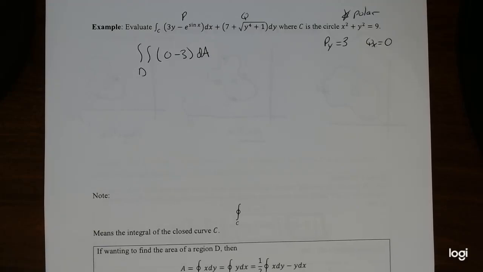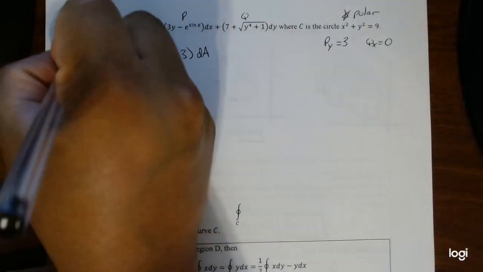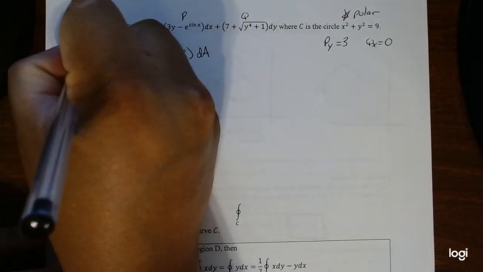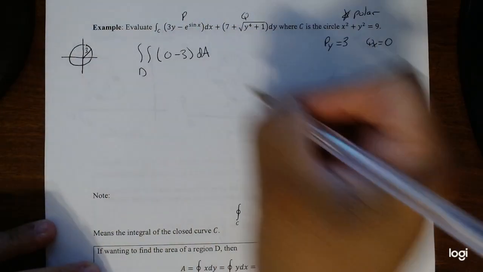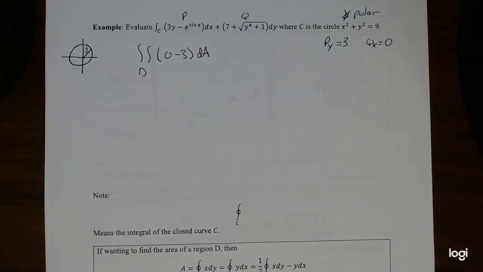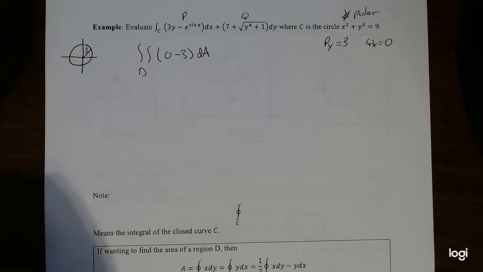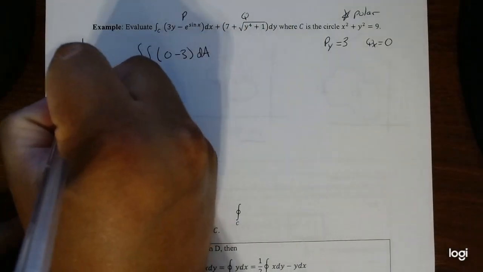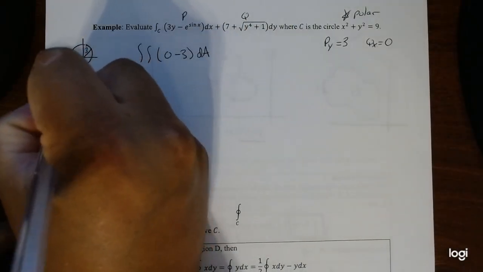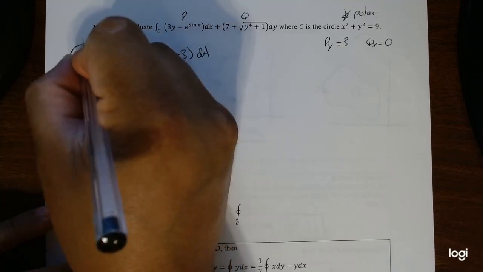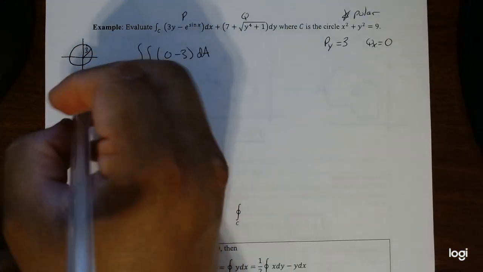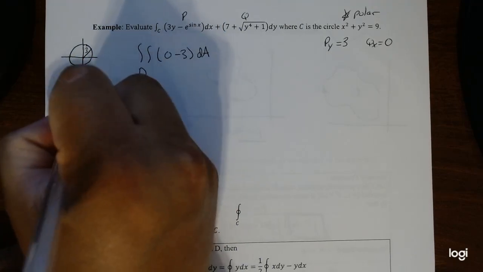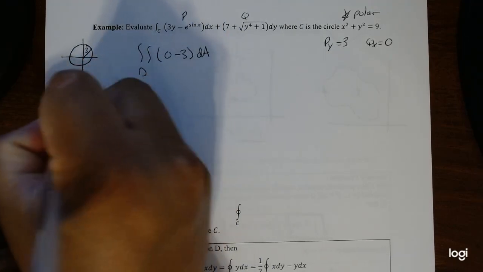Okay. So now since our region is a circle of radius 3, we're going to convert everything to polar coordinates. So when it comes to polar coordinates, our radius is going to go from 0 to 3. And since we're going around the entire circle, there's no one quadrant or two quadrants, theta is going to go from 0 to 2 pi.